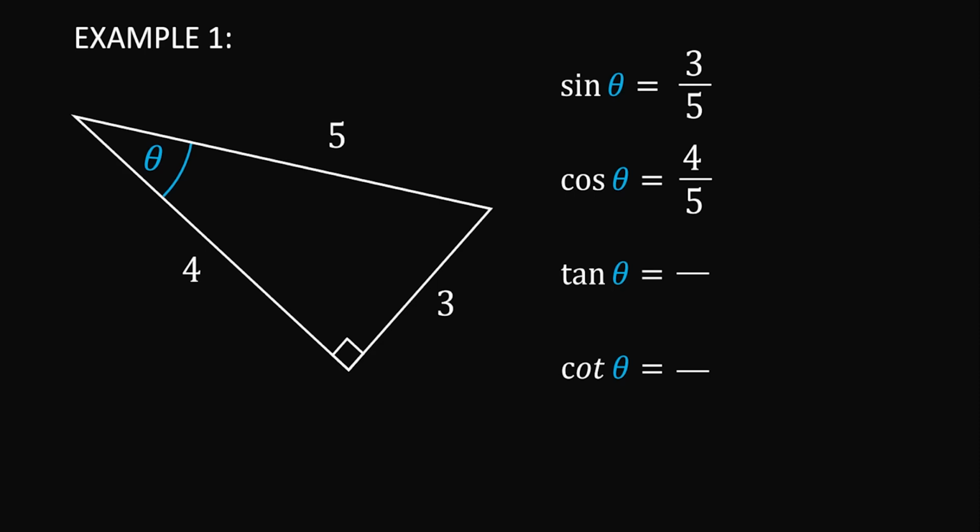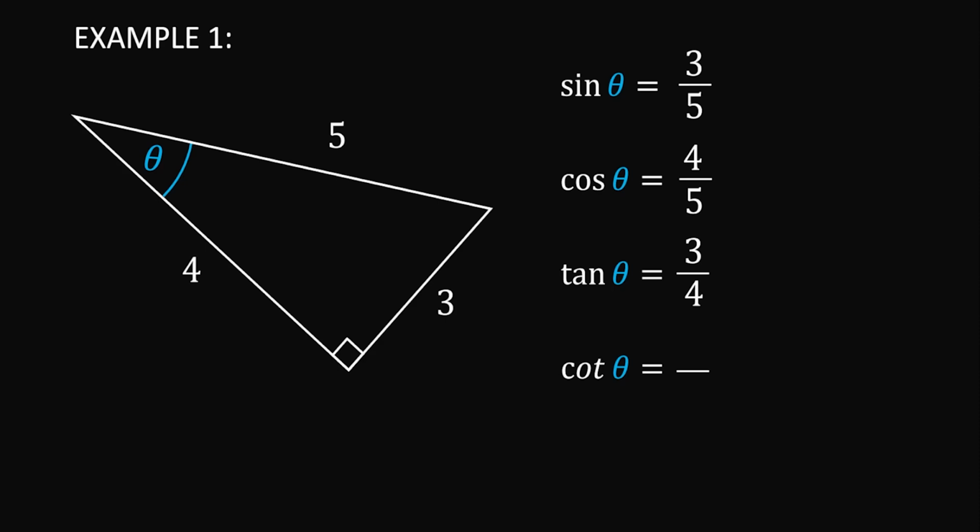Now let's try for the tangent and cotangent. First, let's see the tangent of theta. Like we said, the only thing that we need to do is to put the numerator of the sine inside the numerator of the tangent, and the numerator of the cosine in the denominator of the tangent. So it's 3 over 4.